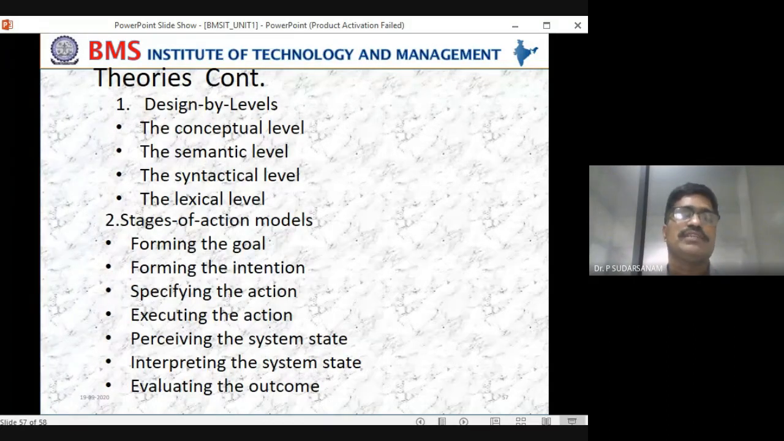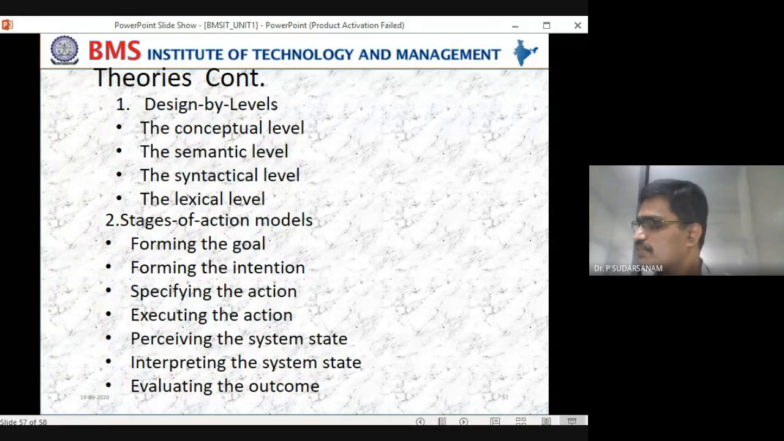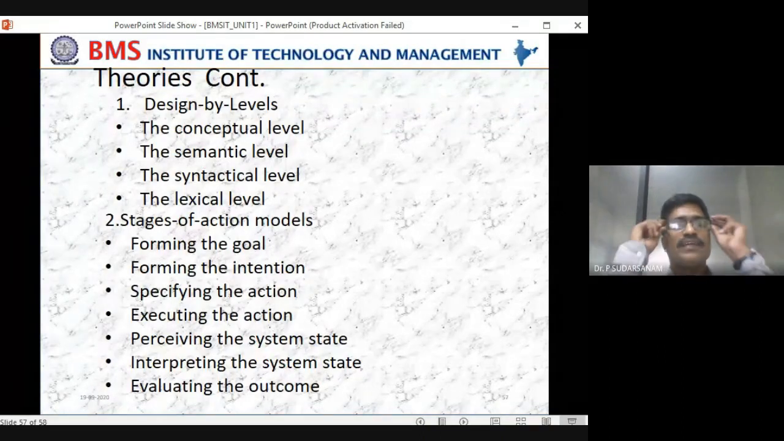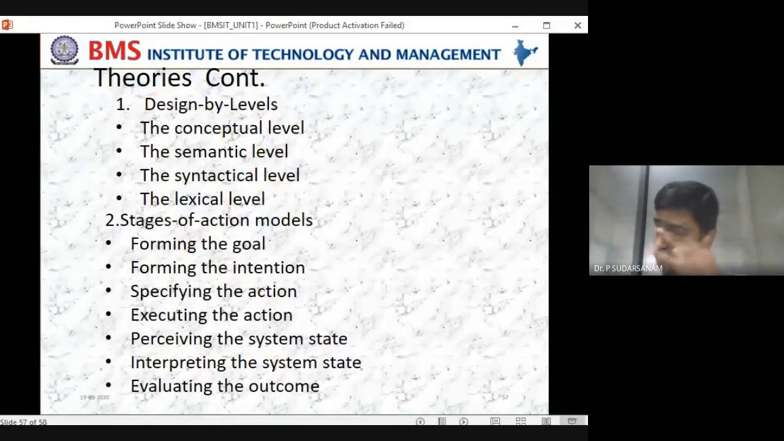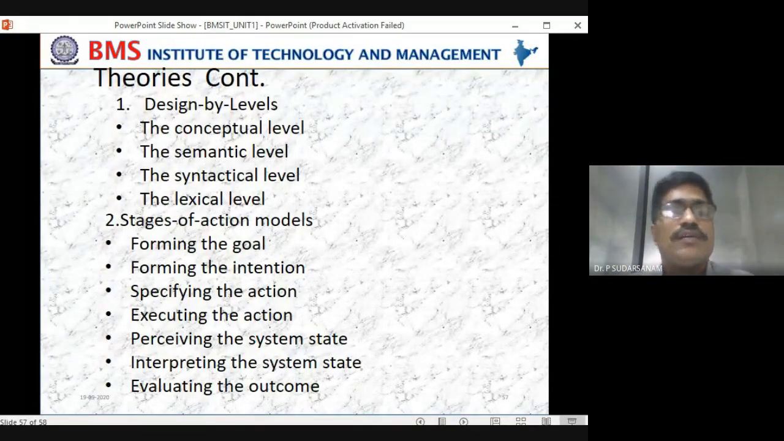The first one is designing by level. The first one is called the conceptual level, which is nothing but the interaction levels. The second one is the semantic, syntactical, and lexical levels.